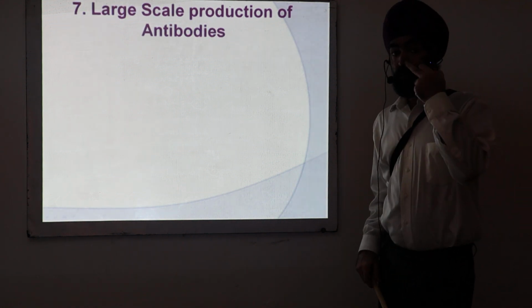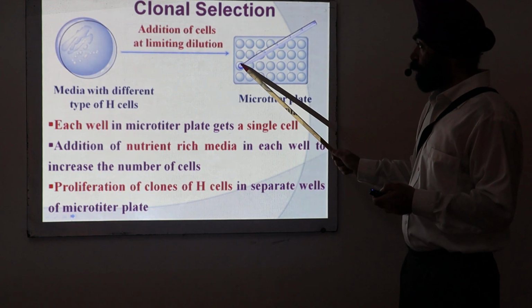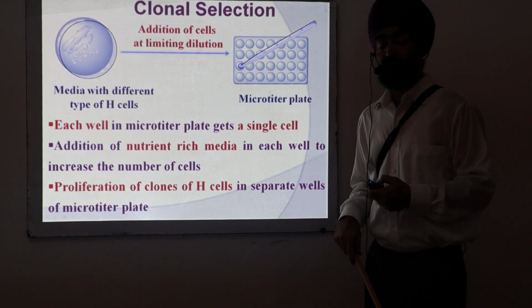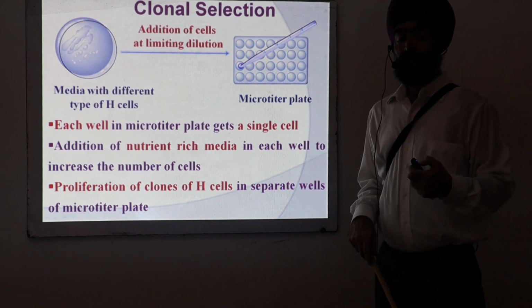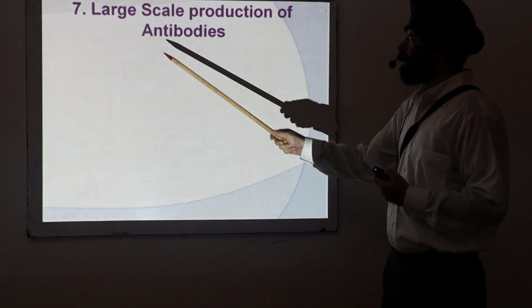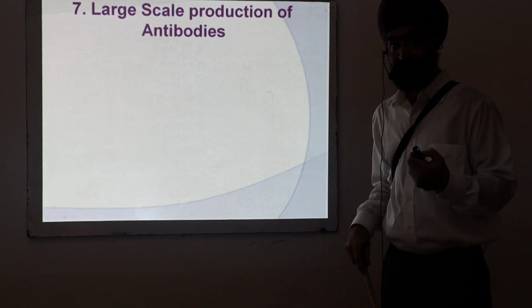So now another point, this was in the laboratory. So that means you got the cells, they were of different types. Now you want to scale up. Scale up means you want to get a large amount of antibodies from these cells. So this is large scale production of antibody, commercial production from these cells.